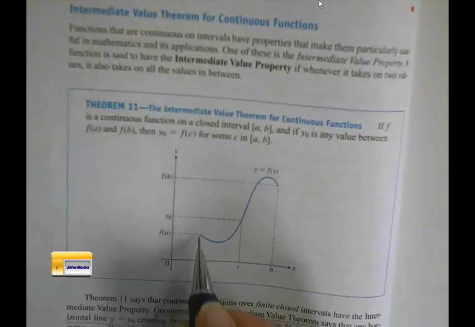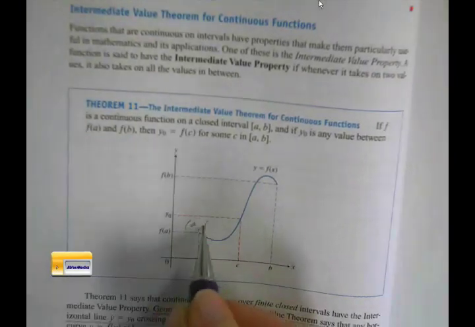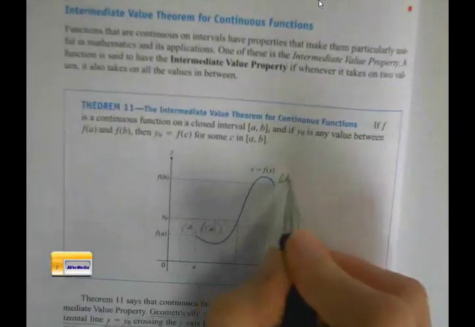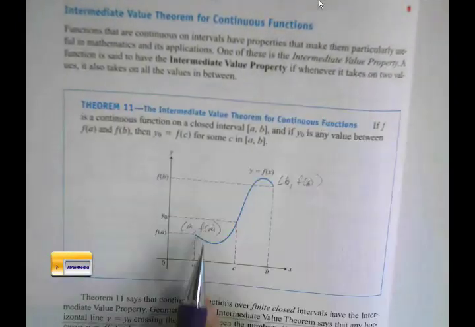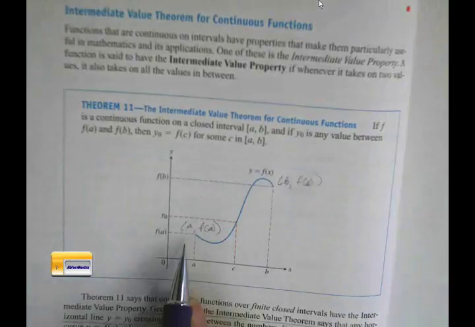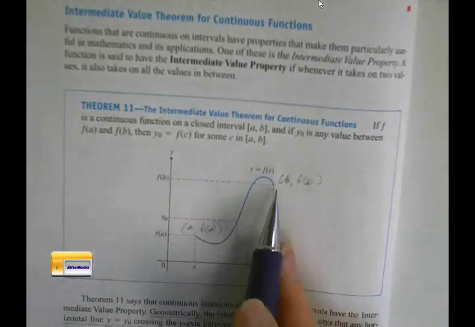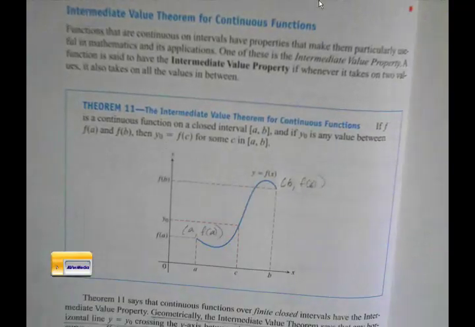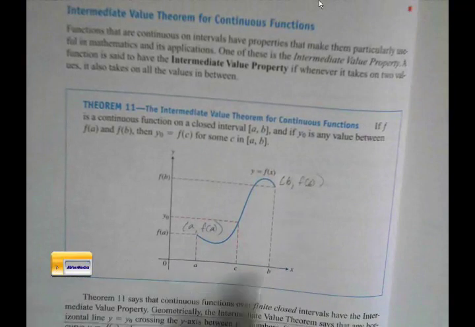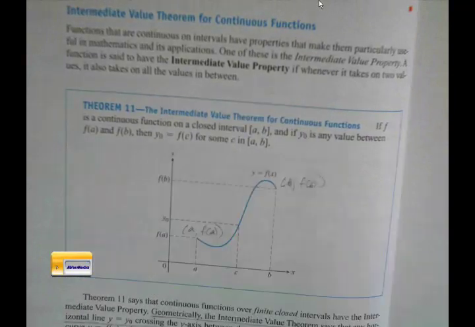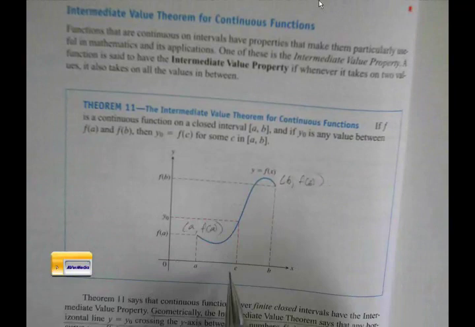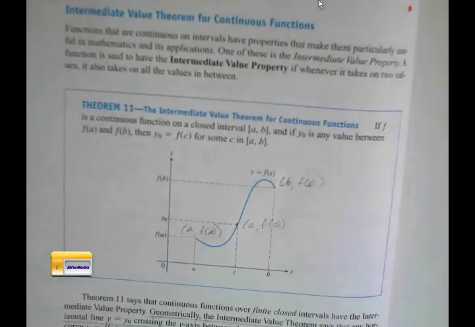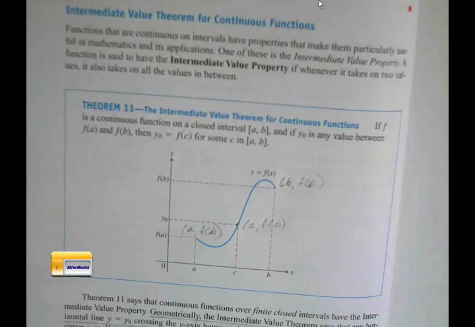First of all, this point right here is the point A, f of A, right? And this point here is the point B, f of B. So the height of your graph is f of A at this end point, and the height of your graph is f of B at this end point. So they're picking some random value C, some x value C in this interval, any x. They're using the number C. And they're saying if I pick some C, then it's going to have a height of f of C. That's all it's saying.